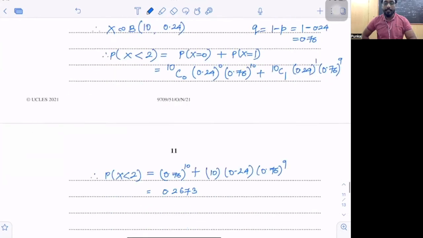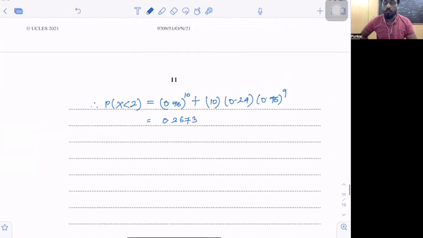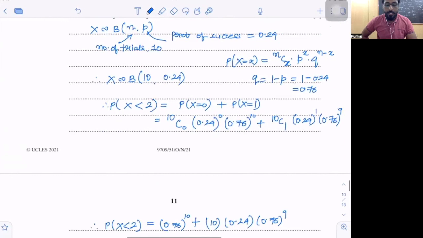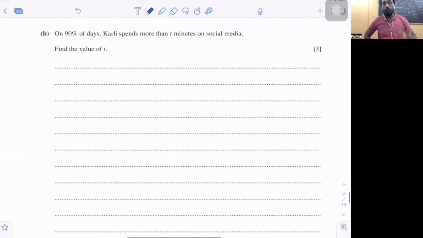So that's the second part of the question, which has fetched you another 3 marks. So this was a question on binomial distribution, students. Now we are going to proceed on to the B part of the question. Again, an important question. Now, what's the question telling us?